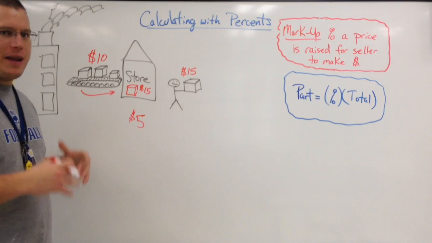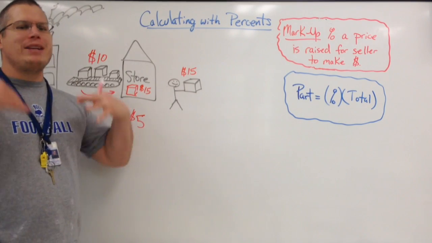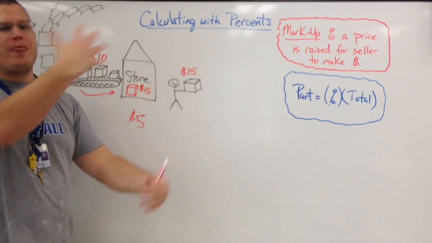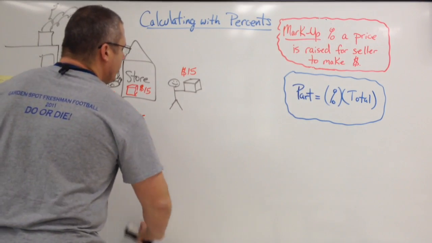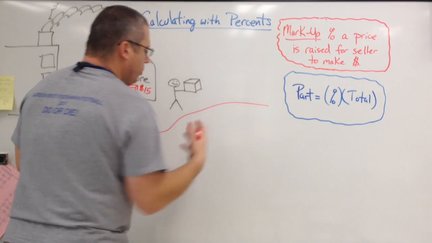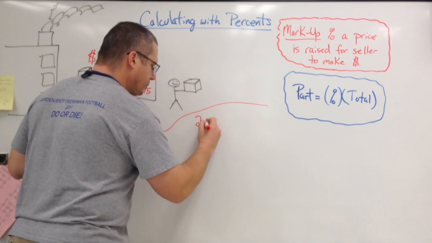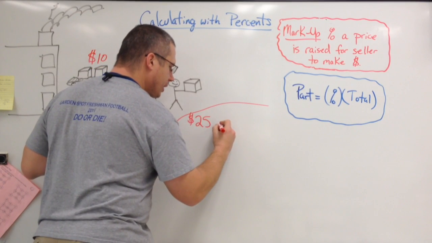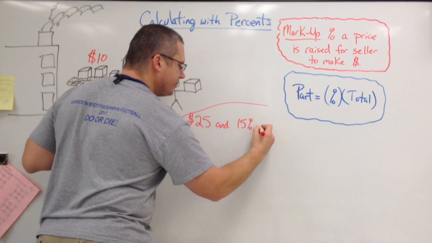So that's the idea of a markup. Stores generally take the products and raise them by a certain percent so that when somebody else buys it, they've actually made money on selling that product. So let's go through an example with this. And again, it's usually just one example. Let's say the store bought something for $25 and they're going to mark it up 15%.